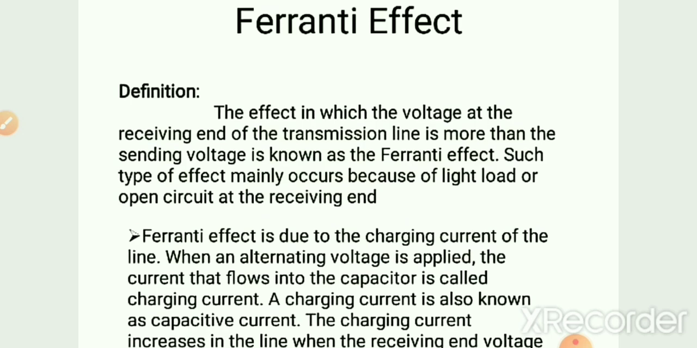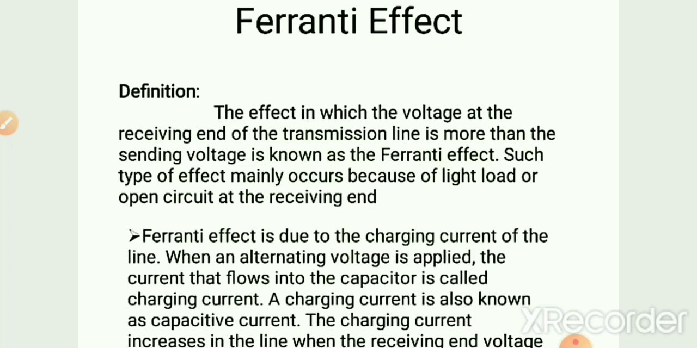What is the Ferranti effect? The effect in which the voltage at the receiving end of the transmission line is more than the sending end voltage is called the Ferranti effect. Such an effect mainly occurs because of light load and open circuit at the receiving end. It means when our load is light and there is an open circuit, meaning no load is connected at the receiving end, in this condition the Ferranti effect occurs.